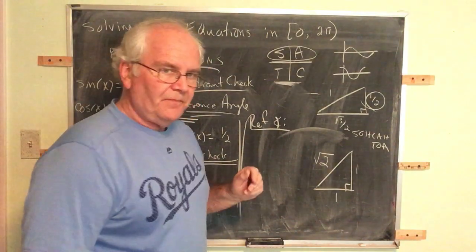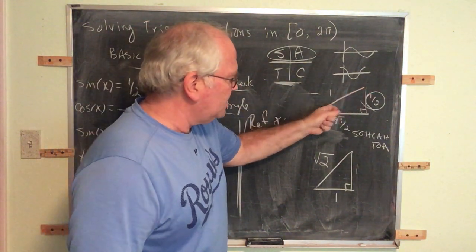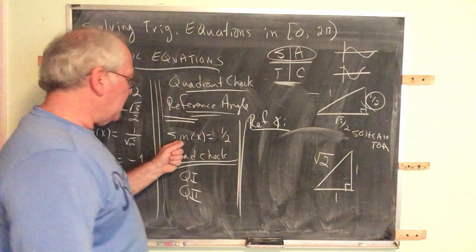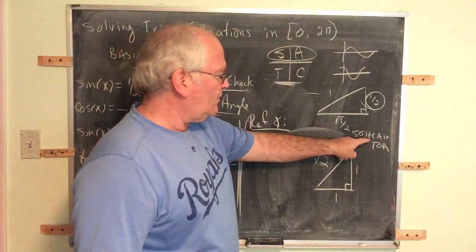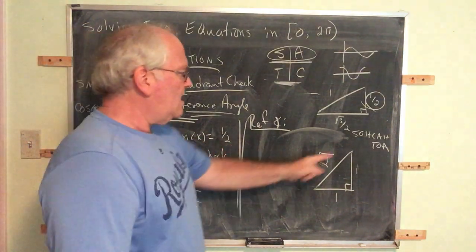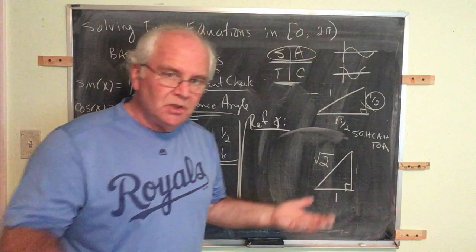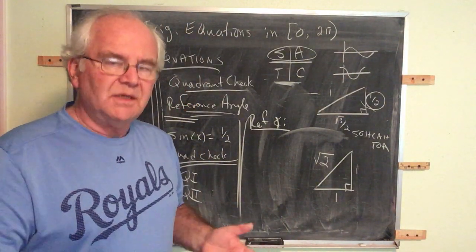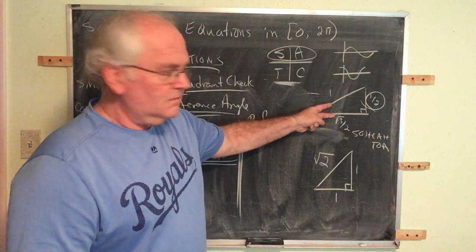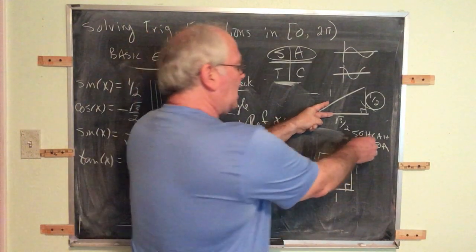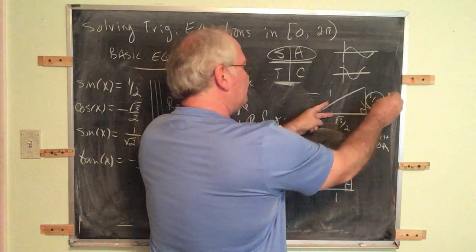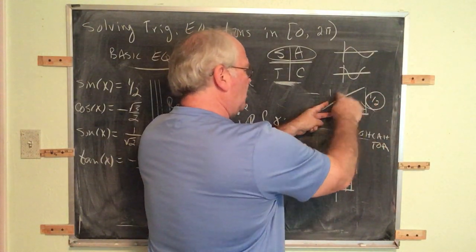So, reference angle. We need to know from which of these angles is opposite over hypotenuse. We want sine, which is opposite over hypotenuse, to equal 1/2. And all you do is just try one. If it works, wonderful. If it doesn't, try the other one. Try this one. From this angle's perspective, opposite over hypotenuse is 1/2 over 1.